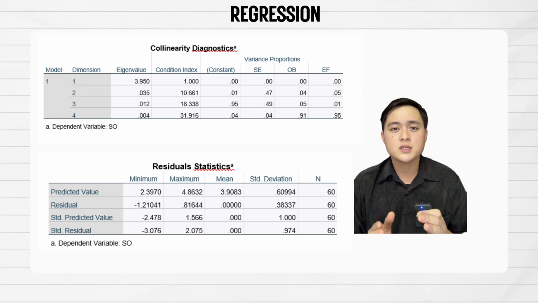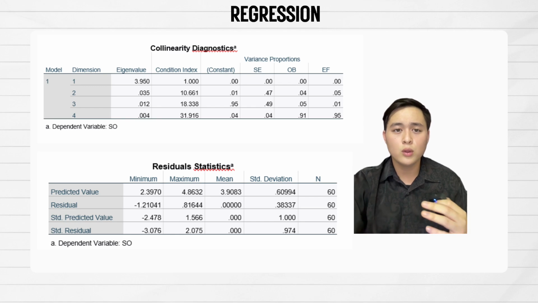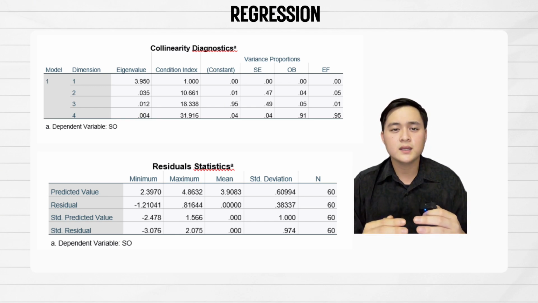The variance proportions show that SE, OB, and EF share substantial variance in the fourth dimension, where OB and EF contribute 91% and 55%, respectively. Although multicollinearity is present, it is not severe enough to invalidate the model, but it should be considered when interpreting the result. Next, the residual statistics.